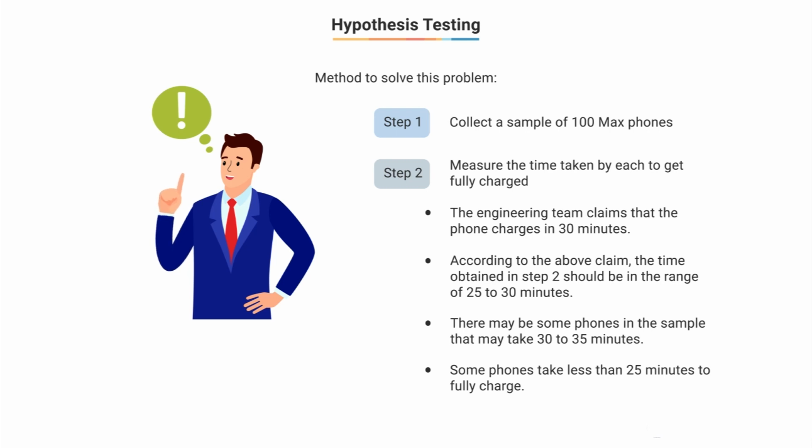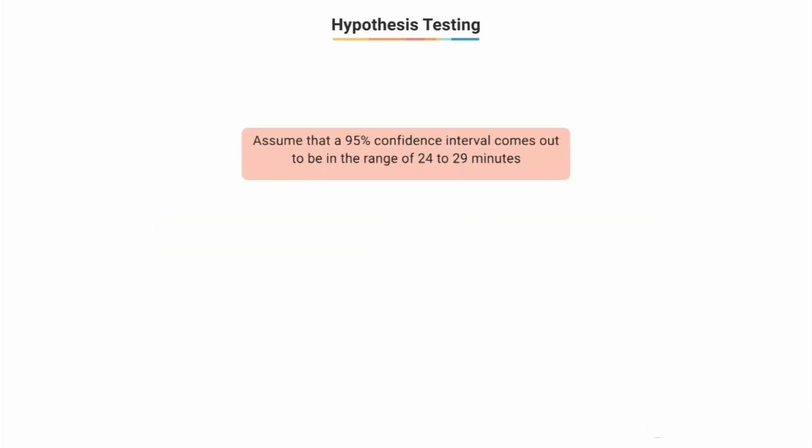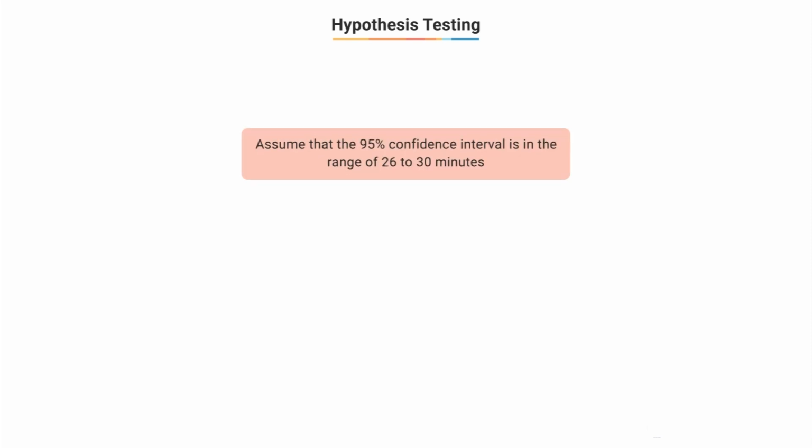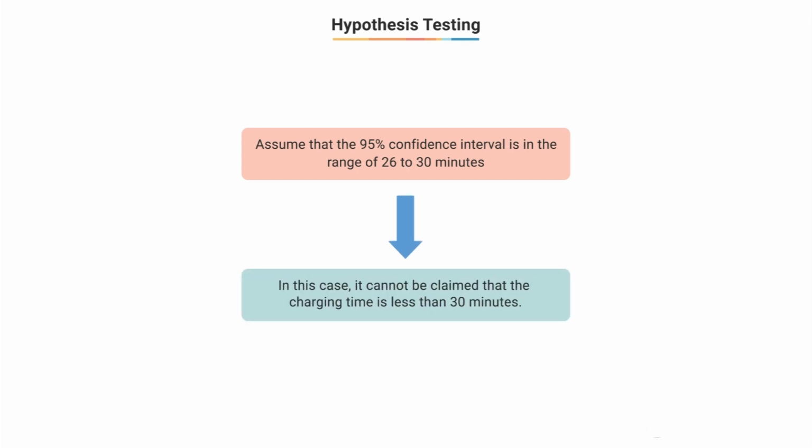With that sample, I can come up with a confidence interval for the average time taken by the phones to charge. And let's say that my 95% confidence interval comes out to be in the range of 24 to 29 minutes. In that case, I can confidently say that the belief that the charging time is below 30 minutes is correct if I consider a 95% confidence interval. However, if that same confidence interval on calculating comes out to say 26 to 30 minutes, then I can see that my confidence interval also contains values between 30 and 32 minutes. So I cannot say for sure that the charging time is below 30 minutes. Again, this is only considering a 95% confidence level. My conclusion would completely change if I were to consider a 90% or 99% confidence level.